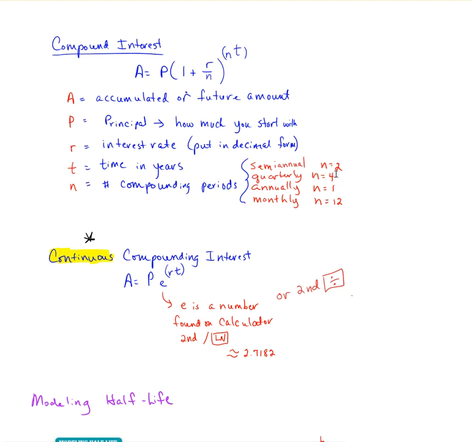That would be 4 times a year. Annually would be 1. Monthly would be 12. Semi-annually 2. So it won't tell you that that's in there, it'll say one of these words, so keep that in mind.